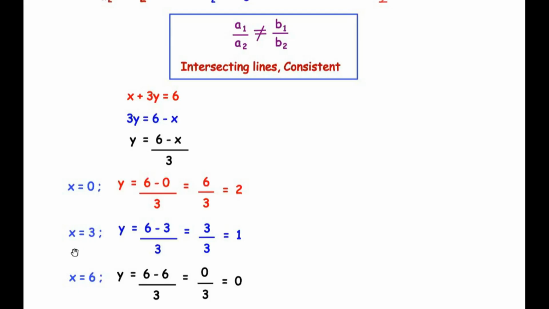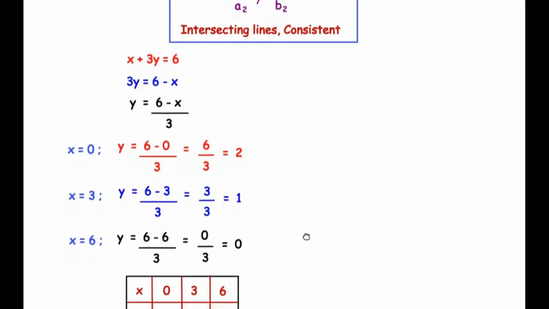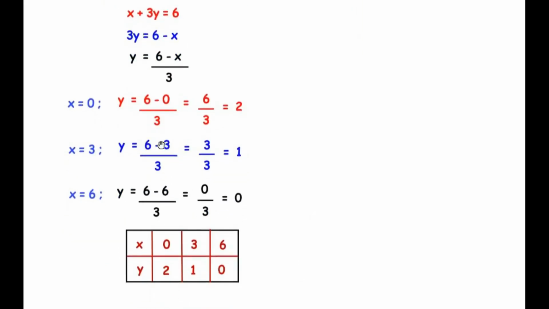So the next value of x we have considered here is 3. So y is equal to 6 minus 3. So in place of x we have replaced 3 over 3. So this simplifies as 3 over 3, giving us the value of y as 1. So when x is 3, y is 1. Finally, we have considered the value of x as 6. So we get y is equal to 6 minus 6 over 3. So 6 minus 6 is 0 and 0 over 3 gives us 0. So when x is 6, y is 0.